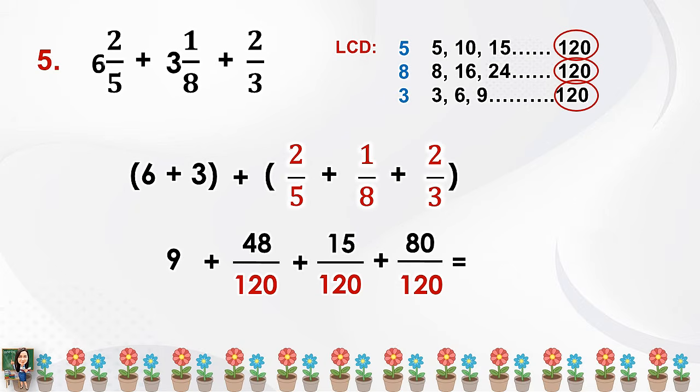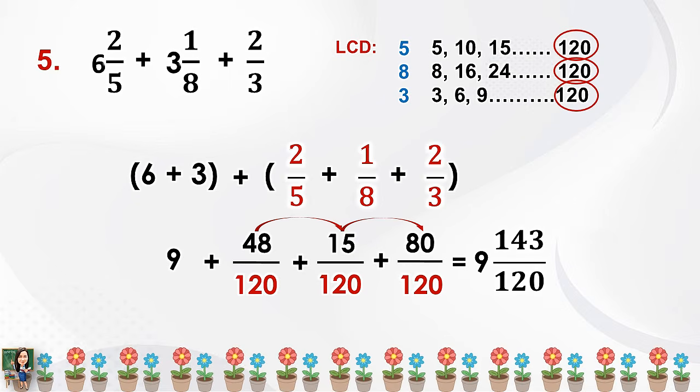And now let's answer. Copy first the whole number 9. Then add 48 plus 15 plus 80 equals 143. Then copy the common denominator 120. The answer is 9 and 143 over 120.